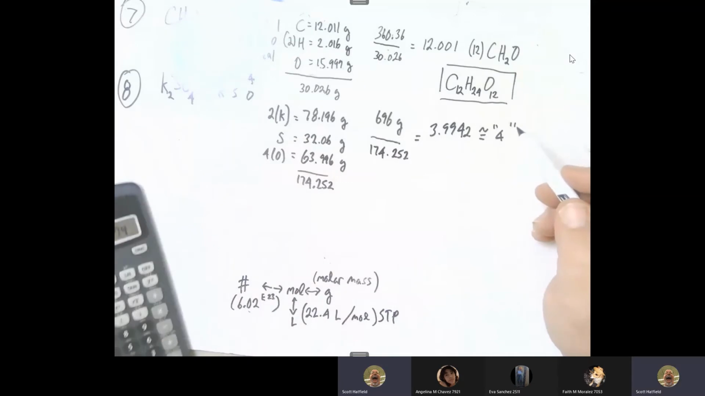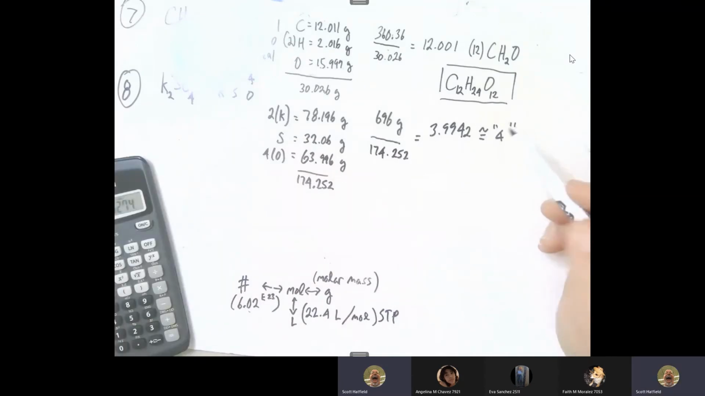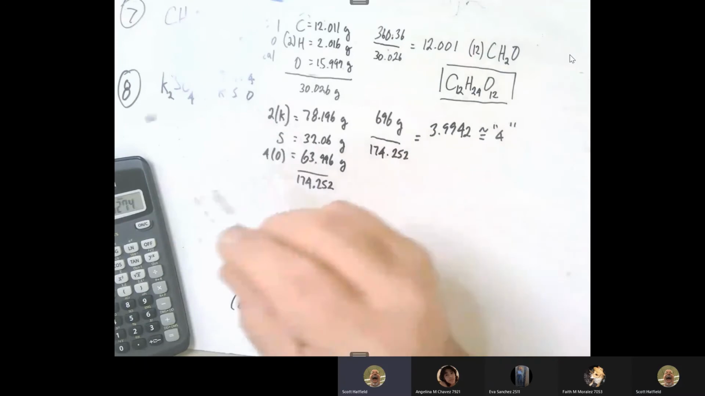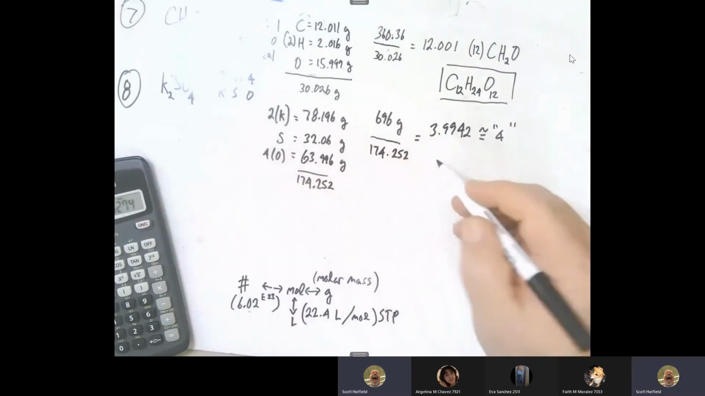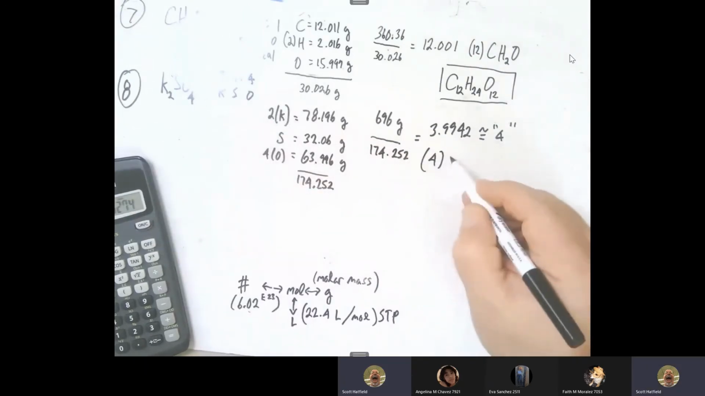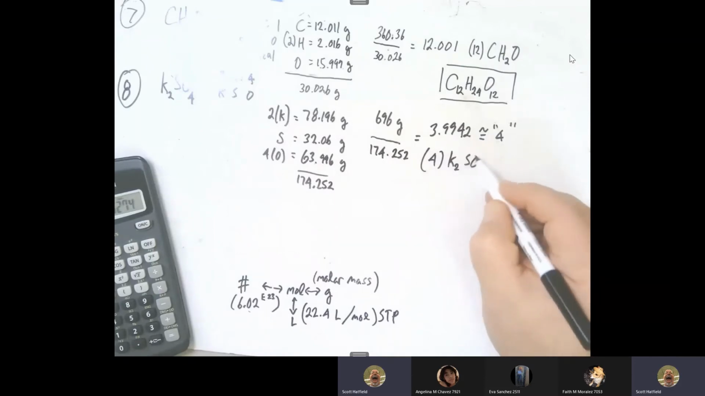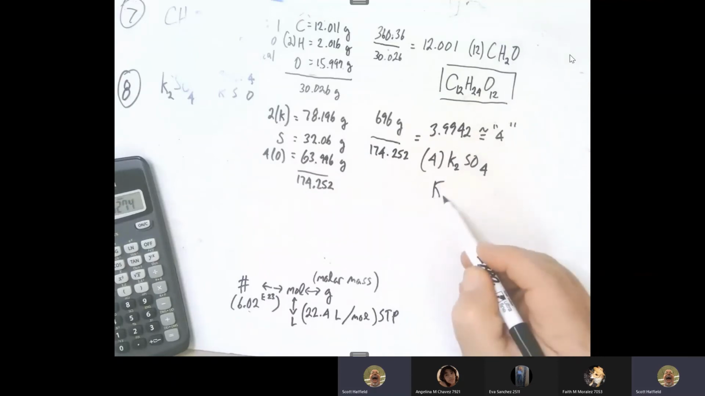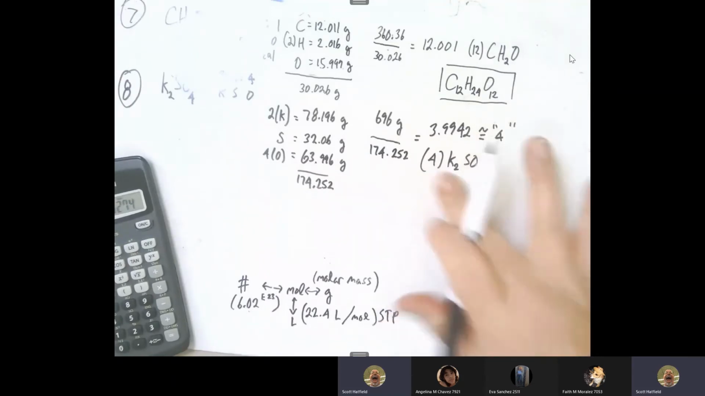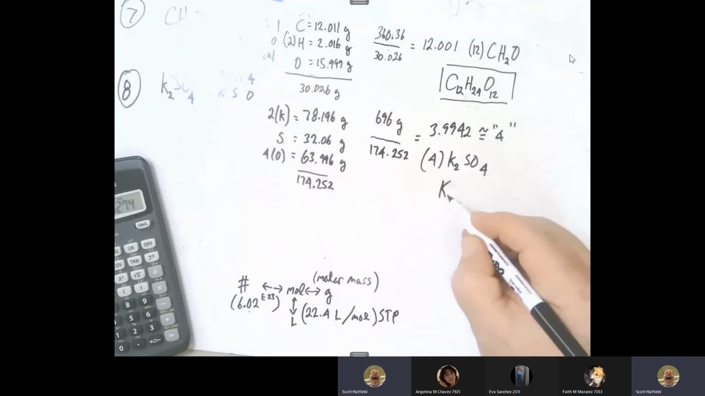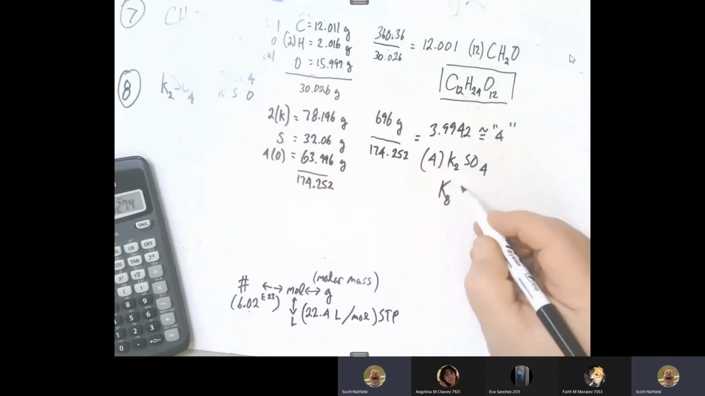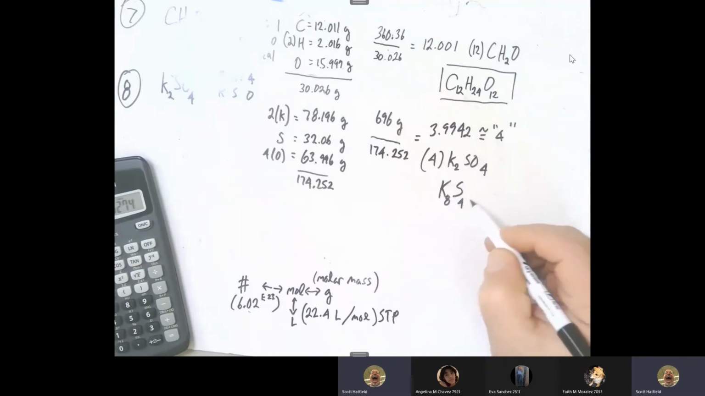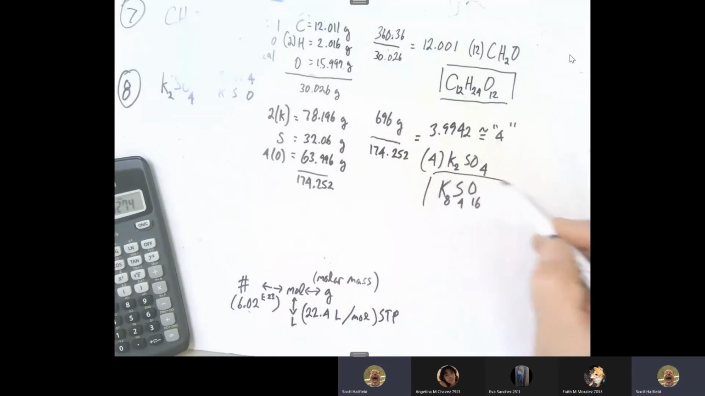So our best guess is that we're going to take this entire thing, K2SO4, and we're going to multiply each part by 4. 2 potassiums would become 8. 1 sulfur would become 4. And the 4 oxygens become 16. And that is our answer there.